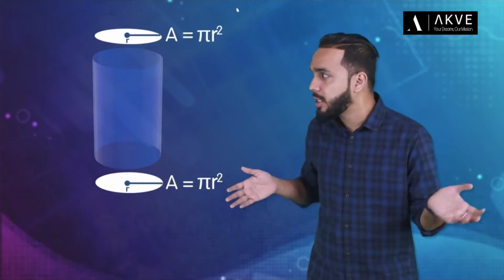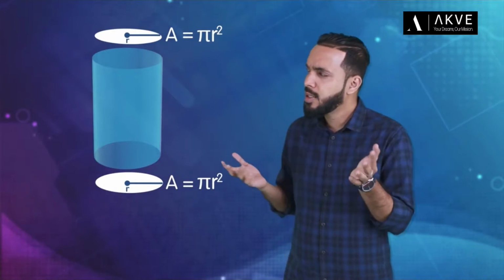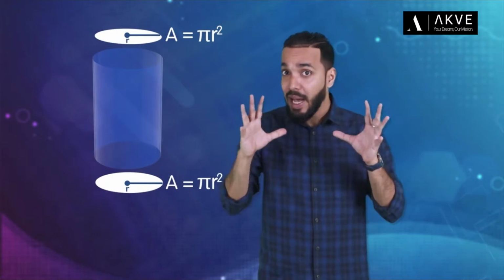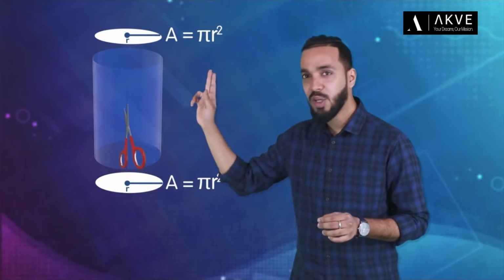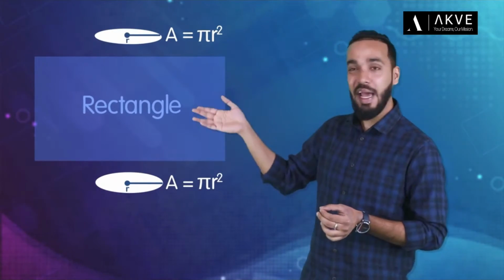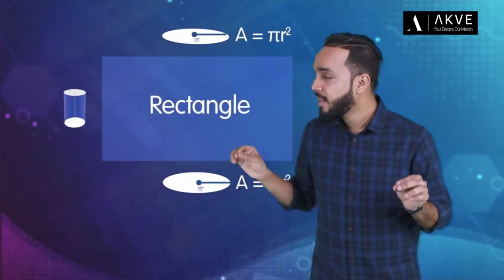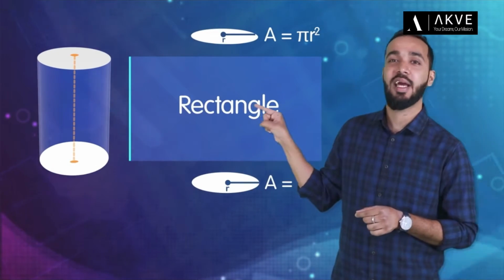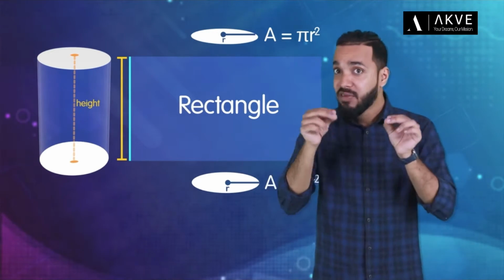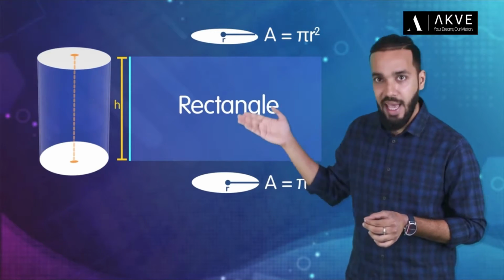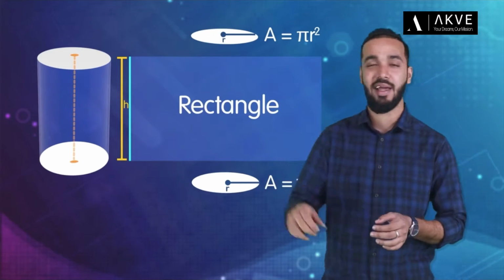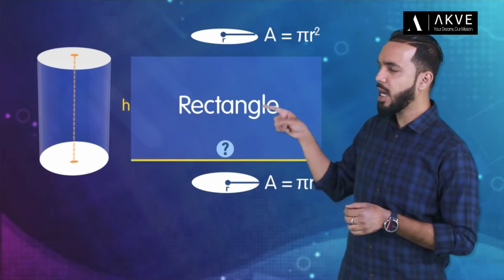But what about the area of this lateral surface? How do we find that? Well, the trick lies in imagining the lateral surface being cut open vertically and then flattened out like this. Voila! We get a rectangle. And it's evident that one of the sides of this rectangle is the same as the height of the cylinder. So, if the height of the cylinder is taken as h, it would also serve as one of the sides of this rectangle. But what about this other side?